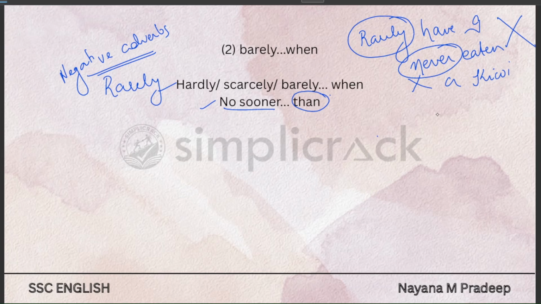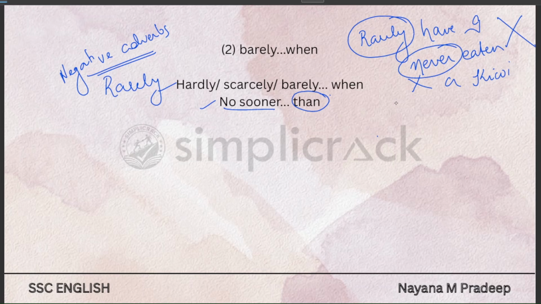Instead, you can say, rarely have I ever eaten a kiwi. Or you can say, I have never eaten a kiwi. Both of these are right. But remember that you should only use one negative word in a particular sentence in order to indicate a negation. If you are using adverbs like rarely, hardly, scarcely, barely, etc., never use words like never, not, none, etc. Okay.